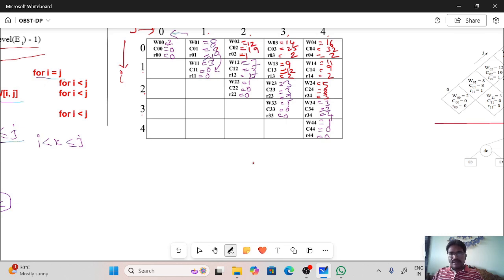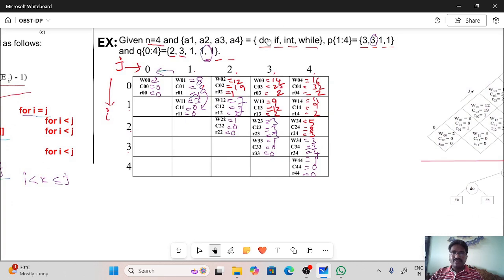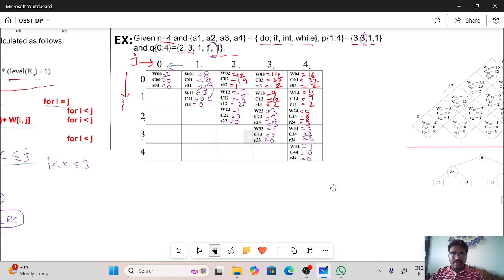So my dear, the rank R04 tells us the second. What is second? Nothing but the second variable. What is our second variable? The first one is do, the second one is if, the third one is int, and the fourth one is while. So that means I am going to construct my binary search tree with the root as if. That will be given by this equation.